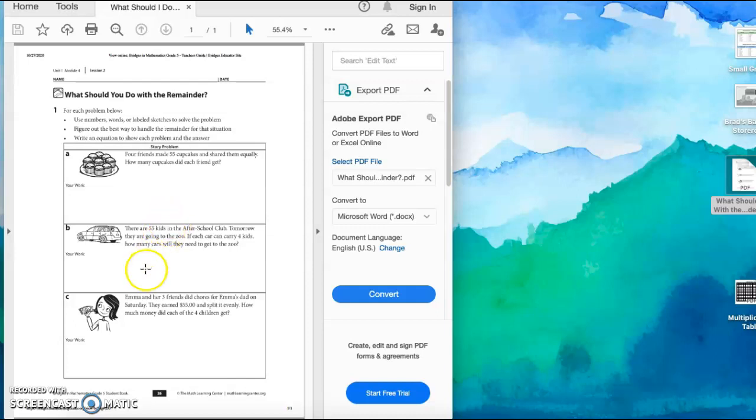All right, this one's talking about cars. How many cars are they going to need to take? We can't split people up, right? So you're probably going to have to round up. And on this one, it's talking about chores and money. We know that we can divide money up. So try to find out how much each child got paid.